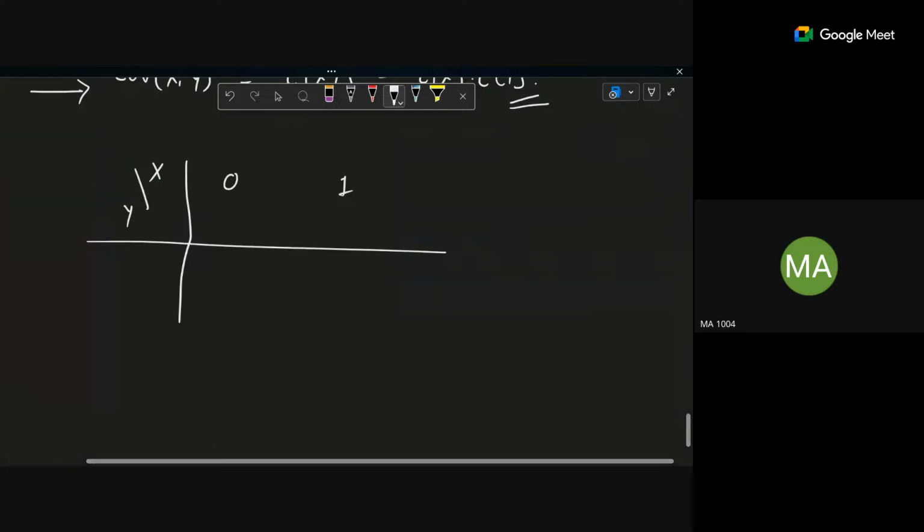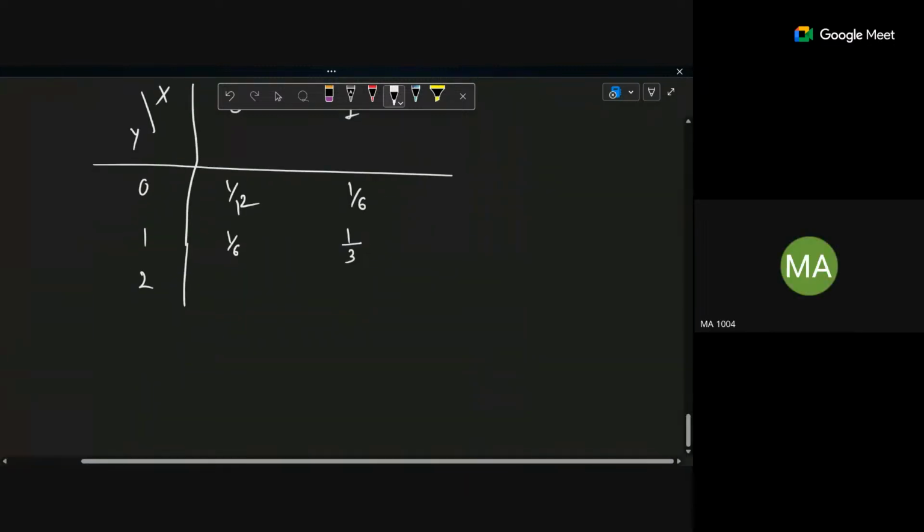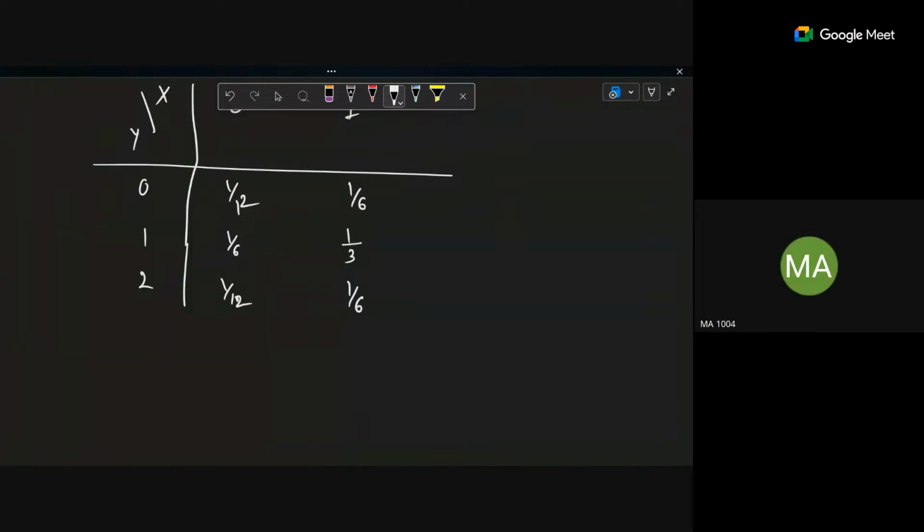For y, we have 0, 1, 0, 1. For 0, 0, it's 1 by 12, 1 by 6. Then 1 by 6, 1 by 3. And 1 by 12, 1 by 12, 1 by 6. Fine. Okay, so this is your table.